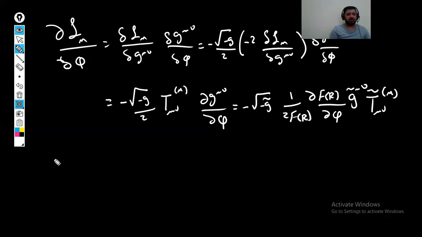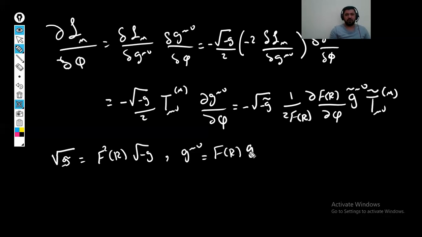So again, here we use the square root of minus G tilde. This is FR squared times the square root of minus G, so the square root of minus G would be the inverse case. And G mu nu equals FR G mu nu tilde, about this term here, because now we have this derivative.